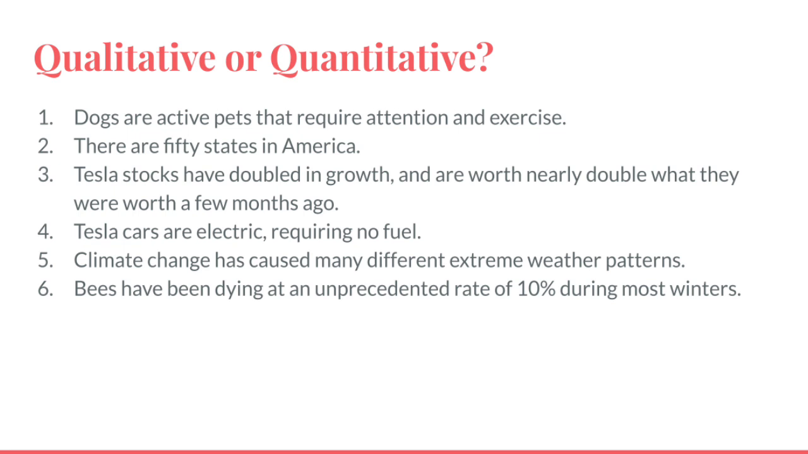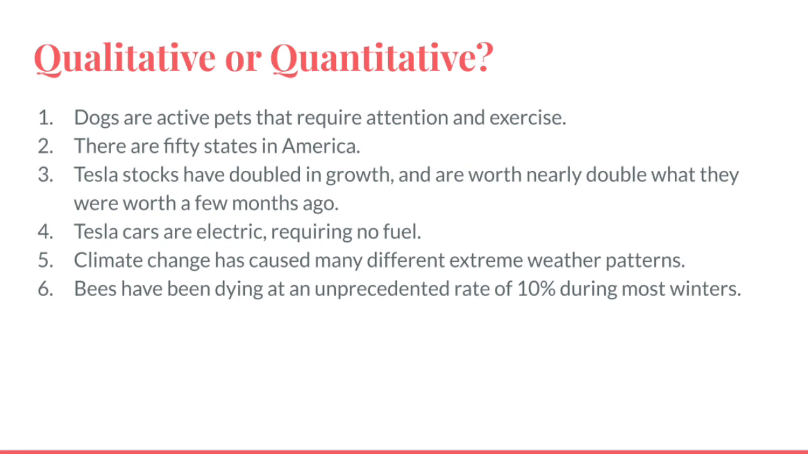Number 1, dogs are active pets that require attention and exercise. This is qualitative as it brings up no numbers and it only explains why dogs are active pets and what type of pets dogs are. Number 2, there are 50 states in America. This is quantitative evidence as it talks about 50 states, which is a number.